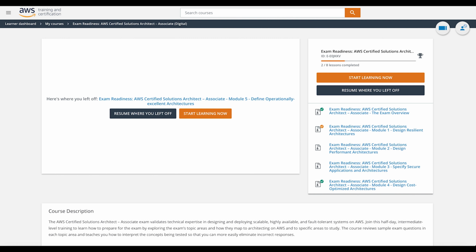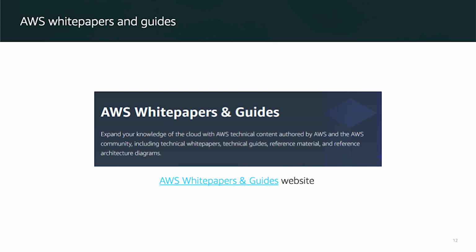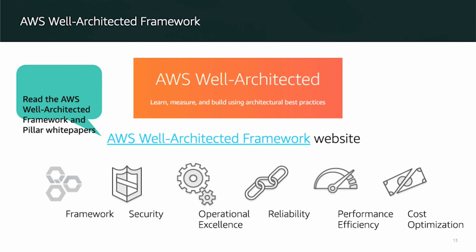The AWS whitepapers and guides are very important so you can expand your knowledge specifically on the foundational services like storage, compute, networking, and database. These whitepapers can give you a better and deeper understanding of the technical content, which is authored by AWS and the AWS community. The Well-Architected Framework and the Well-Architected Labs, I'm also planning to put a lot of tutorials about the Well-Architected Labs, which I find very useful.